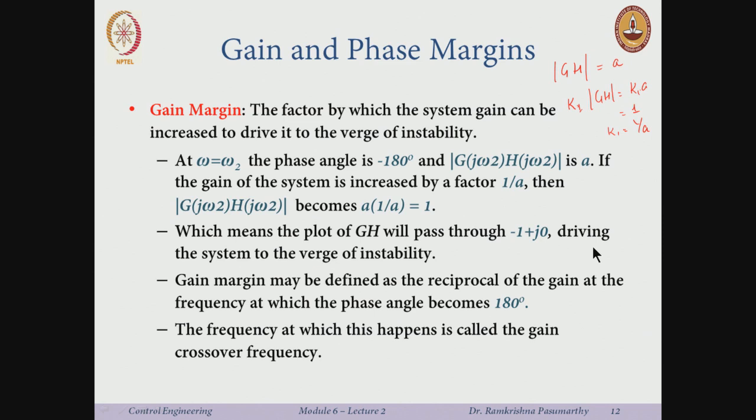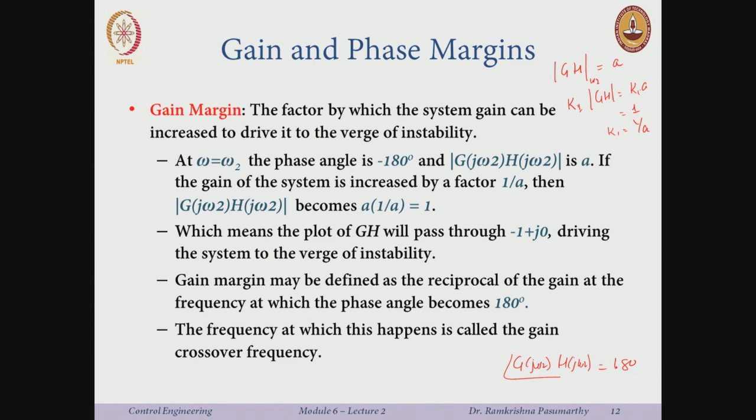Now how do we define this gain margin in terms of a number? This gain margin may be defined as the reciprocal, 1 over A. Reciprocal of what? Reciprocal of the gain at the frequency at which the phase angle becomes 180. This frequency we defined as omega 2. At omega 2, the angle of G(j omega 2) H(j omega 2) was 180. So at this omega 2 I calculate the gain.